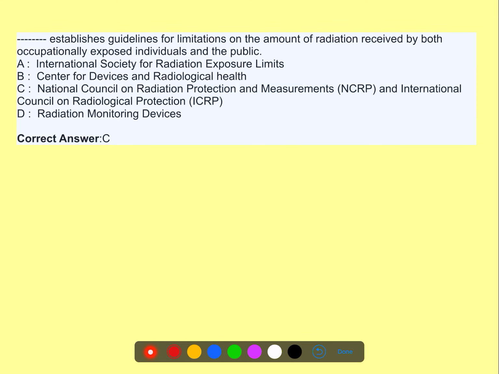Dash establishes guidelines for the limitations of the amount of radiation received by both occupationally exposed individuals and the public. So this is NCRP and ICRP, that is National Council on Radiation Protection and Measurements and International Commission on Radiological Protection. They will issue the guidelines for the limitation of the amount of radiation received by both occupationally exposed individuals and the public. You have to remember this NCRP and ICRP.